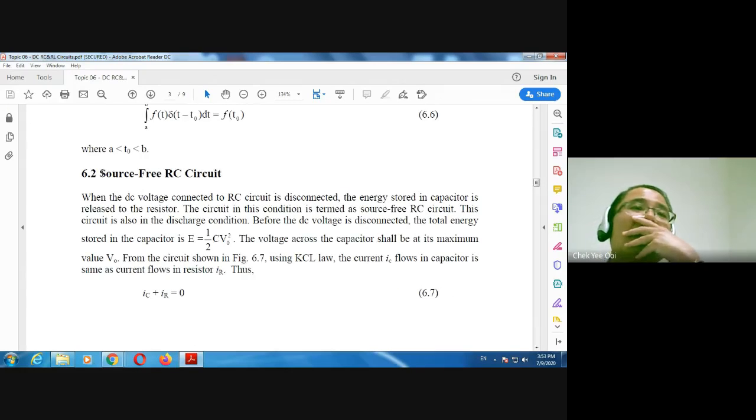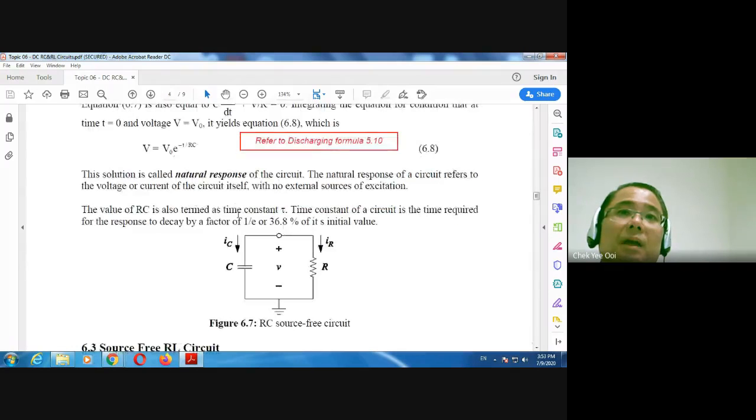Now, until now, in every circuit we studied, we have a source. Now we form a circuit called a source-free RC circuit. Source-free means no source. Like this one, the capacitor is fully charged already. Then we connect it to a resistor, and it will discharge.